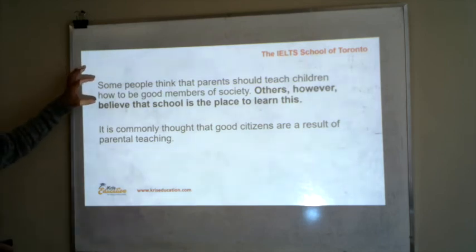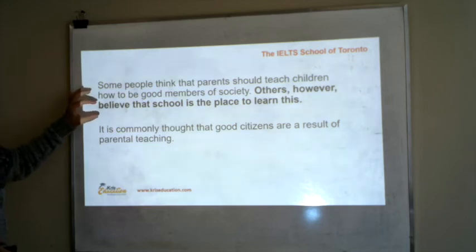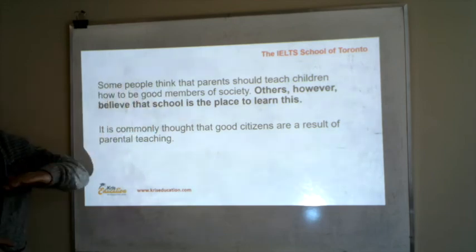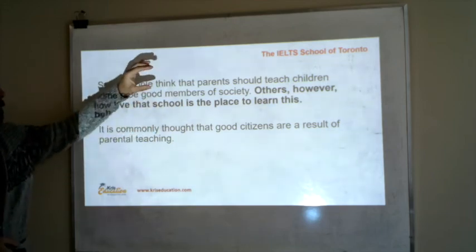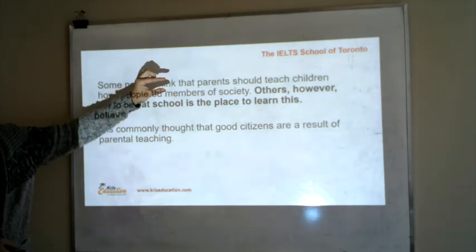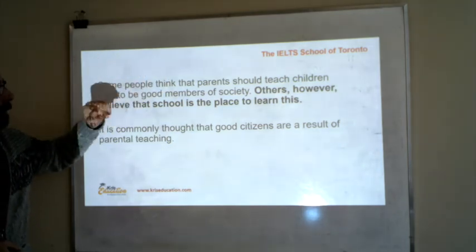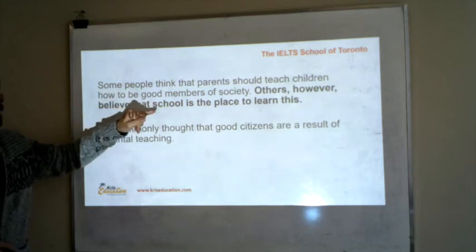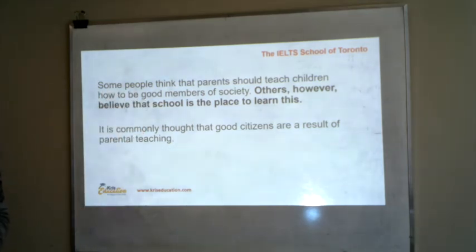Once we've paraphrased the first sentence, we need to paraphrase the second sentence. Before we do that, we need to underline the focus of the second sentence. In this case, the focus of the second sentence is school. So again, we have 2 opposing views. One view says parents are important to teach children how to be good members of society, and the other view says schools are important.